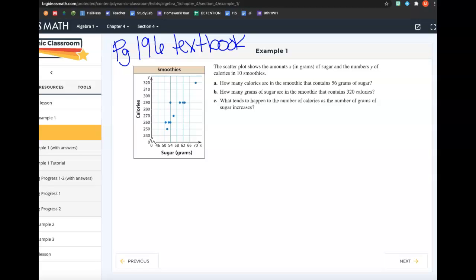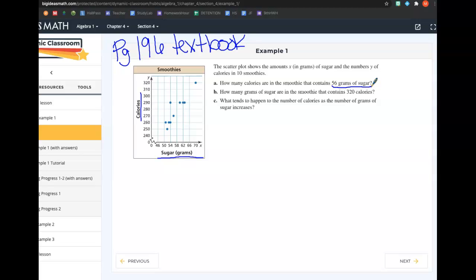The scatter plot shows the amounts of x in grams of sugar and the number of y calories in 10 smoothies. How many calories are in the smoothie that contains 56 grams of sugar? First of all, what's your x label? X is sugar. Label is grams of sugar. What's your y label? Calories. Okay, so looking at A, if you're given 56 grams of sugar, is that your x or your y?